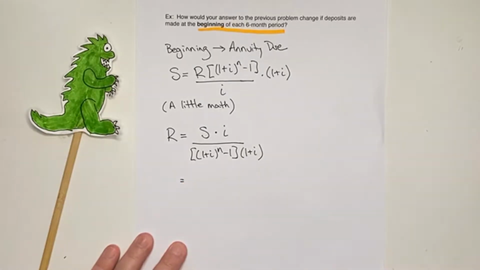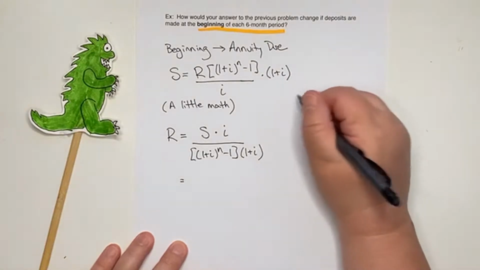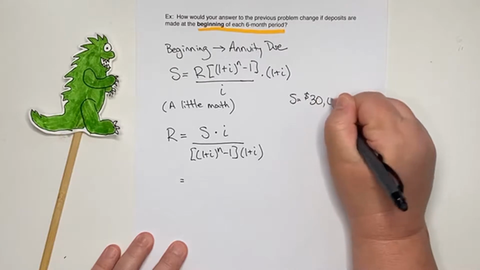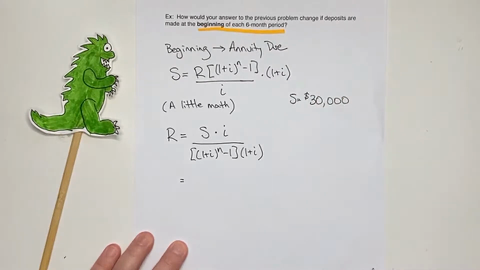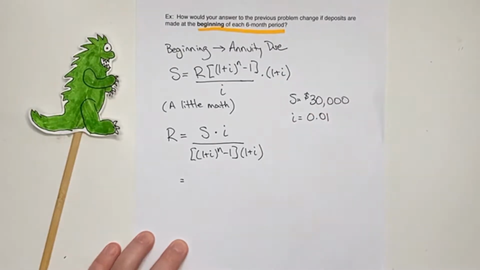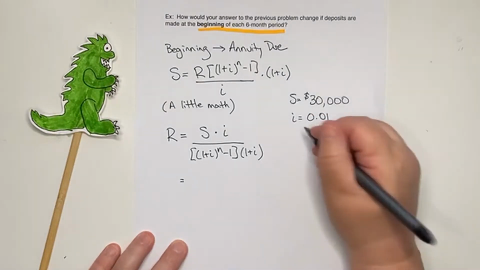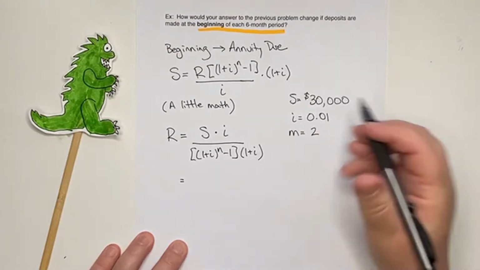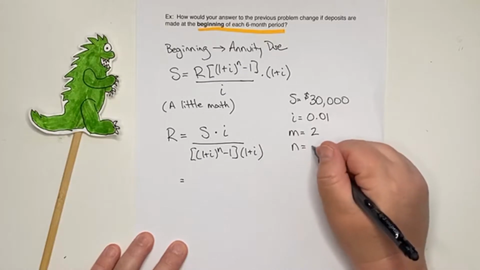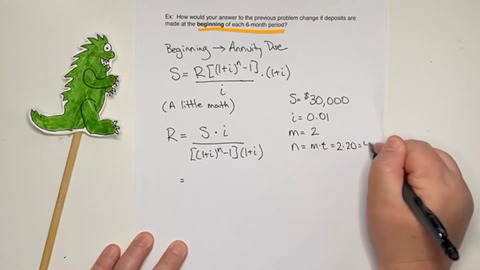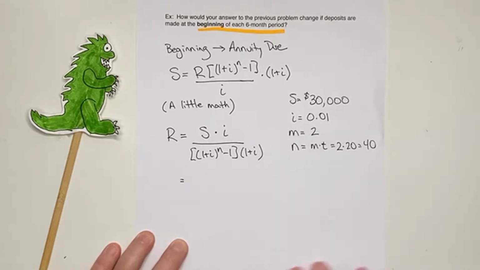Okay, so let's take a look at what we had previously. I'll write it over here because this is where I have room. Remember that we were looking to discharge a debt of $30,000. Our interest rate was very conveniently 1% per period. Our M was 2 periods per year. Our N was M times T, which was 2 times 20, which was 40. Okay, I think I've got everything we need here.